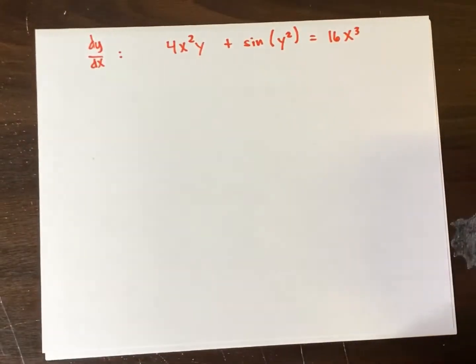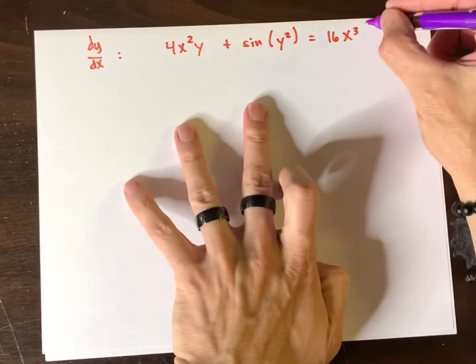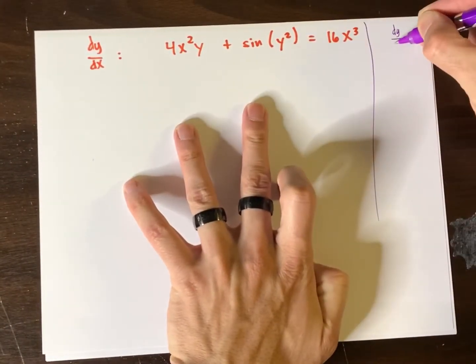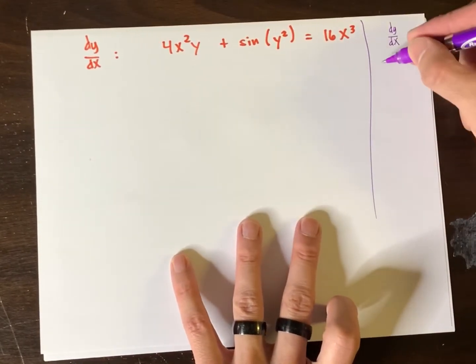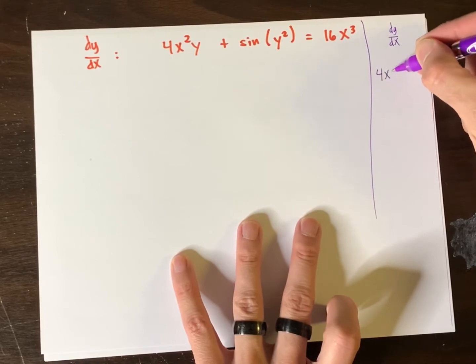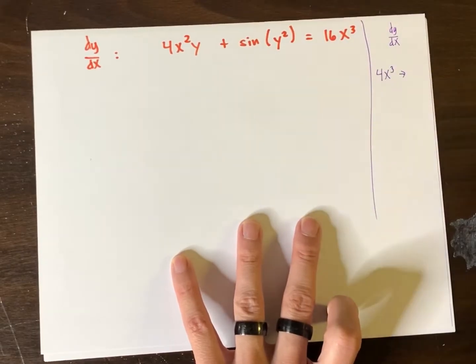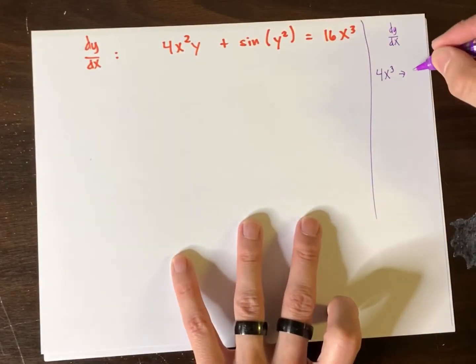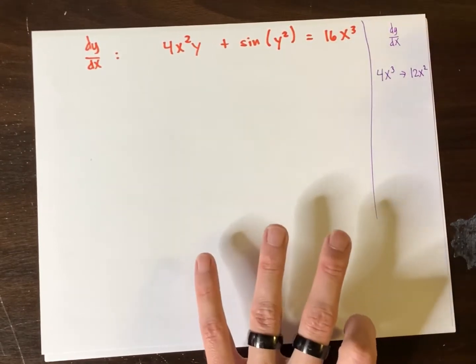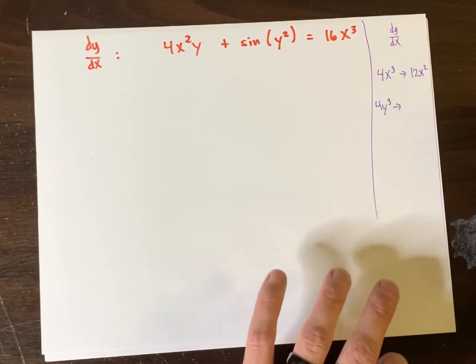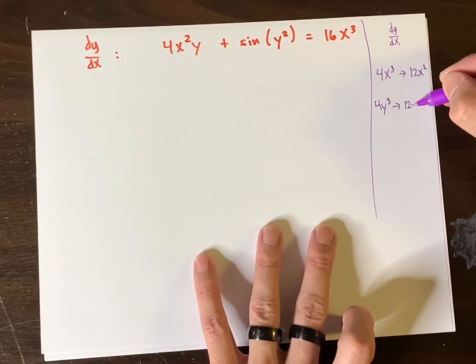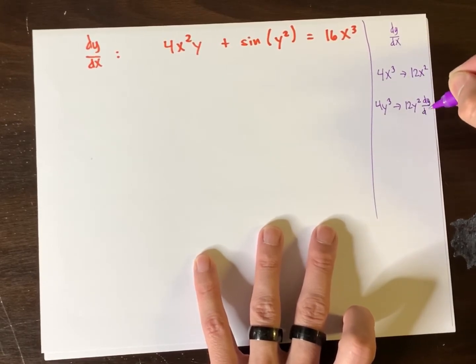And now for this one here, we're given this equation. We want to find dy/dx. A quick FYI, if the discussion is dy/dx, what would be the dy/dx for something like 4x cubed? The dy/dx of 4x cubed would simply be 12x squared. What about dy/dx of something like 4y cubed? Well, that would be 12y squared, but then you attach a dy/dx.